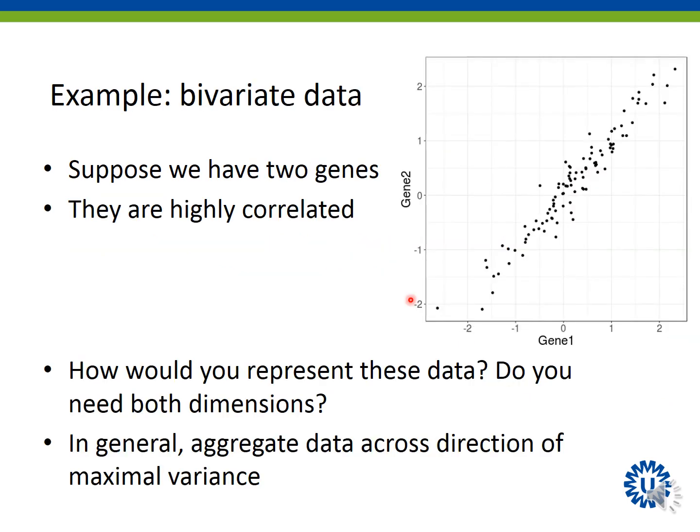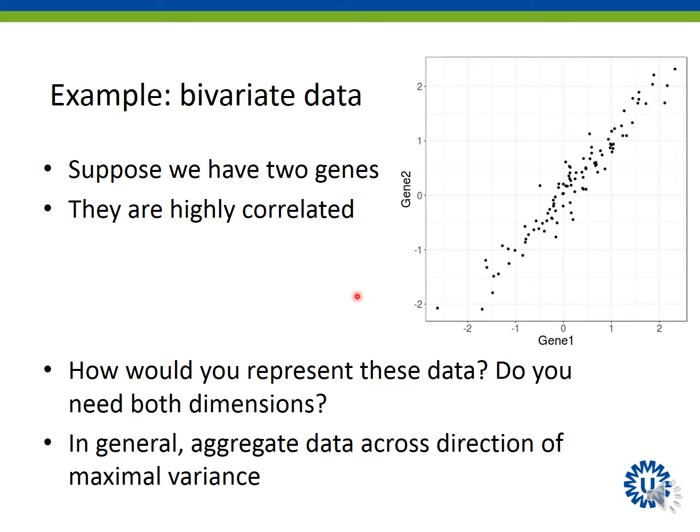So let's give an example with bivariate data. Suppose we have two genes, gene 1 and gene 2. And these two genes are highly correlated. So here you can see a scatter plot of gene 1 against gene 2. Gene 1 is on the x-axis and gene 2 is on the y-axis. Here each dot represents a sample, and we have around 100 samples. We can see that they are highly correlated because they almost follow a straight line.